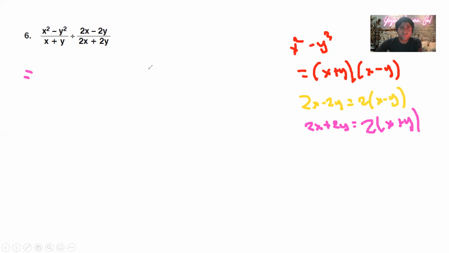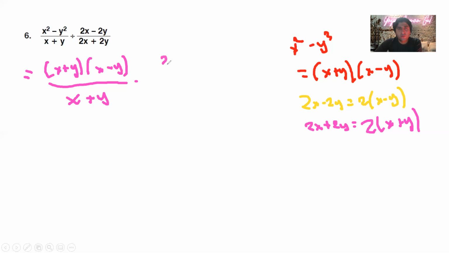So x squared minus y squared, I'm going to write as x plus y times x minus y, over x plus y. I'm just going to write it as is, because we didn't do anything for that. And times, we said 2x plus 2y will go up, and it's going to be 2 times x plus y.